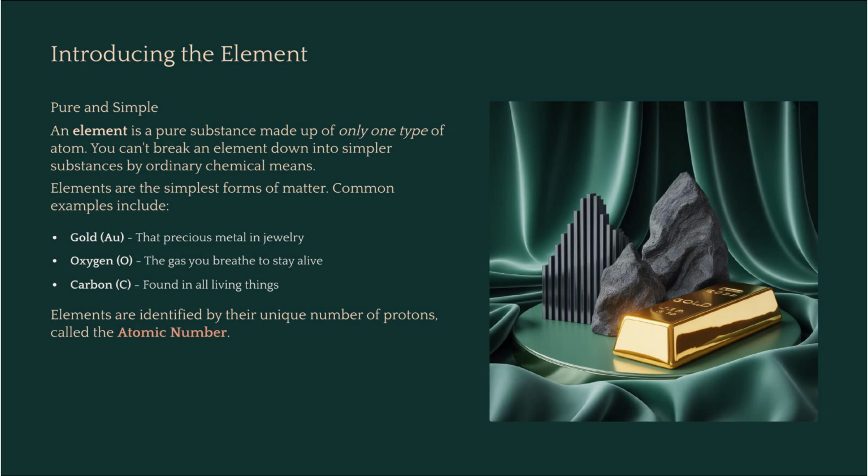When all the atoms in a substance are exactly the same, they all have the same number of protons, you have what scientists call an element. Think of elements as the primary colors of matter. You can't break them down into simpler substances. Whether you have a giant gold bar or a tiny atom of gold, it's still the element gold. It's the simplest, purest building block we have.